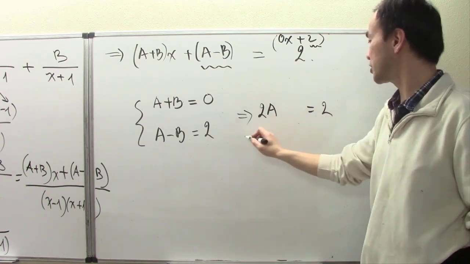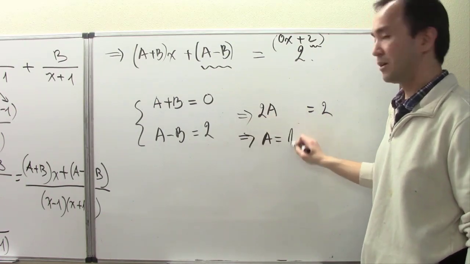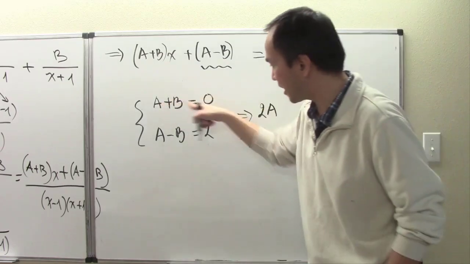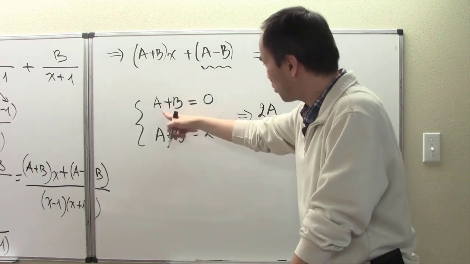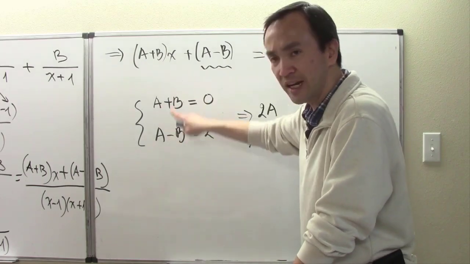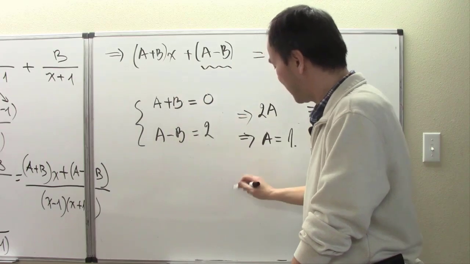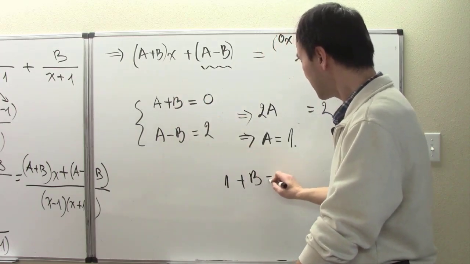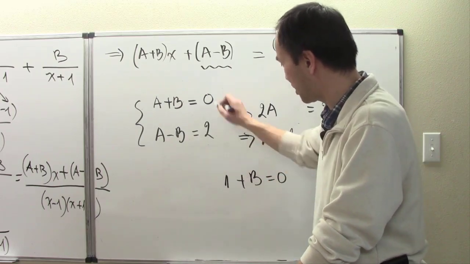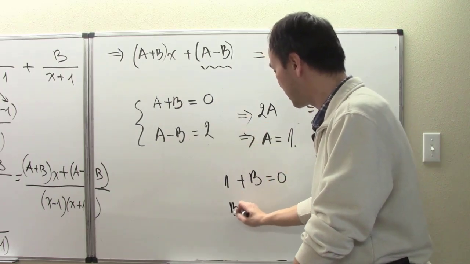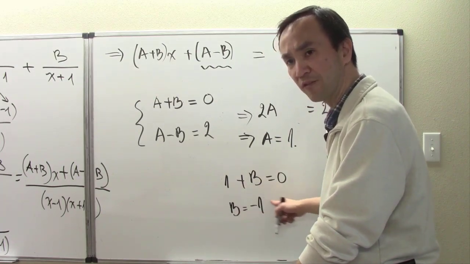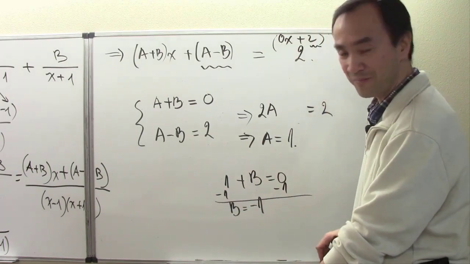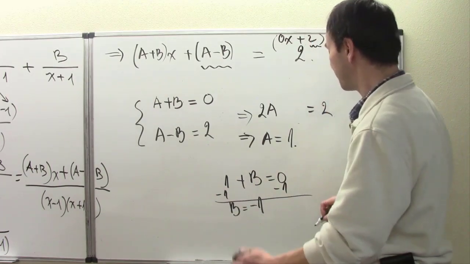So 2a equals 2 will lead to a equals 1. We found a value. Now a equals 1, back into this problem right here. If a equals 1, you can substitute a equals 1 into any one of these two equations. I'll choose number 1 right here. So 1 plus b equals 0 from that equation. That means b equals negative 1, by subtracting 1 from both sides. That's what happened, and so in that way, we have found it.